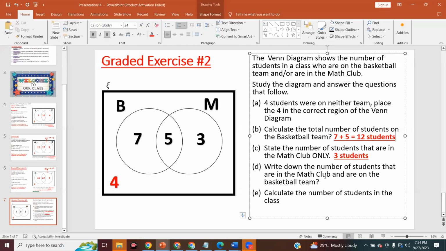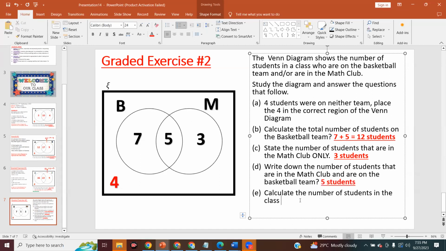Write down the number of students that are in the math club and are on the basketball team. 5. 5 students. Very good. I get 8 though, because it says both. If they say both, that's in the middle, that's the intersection. All right, so 5. All right.